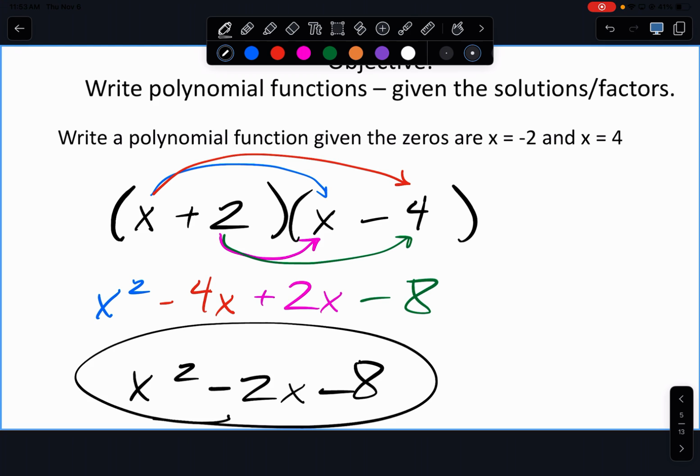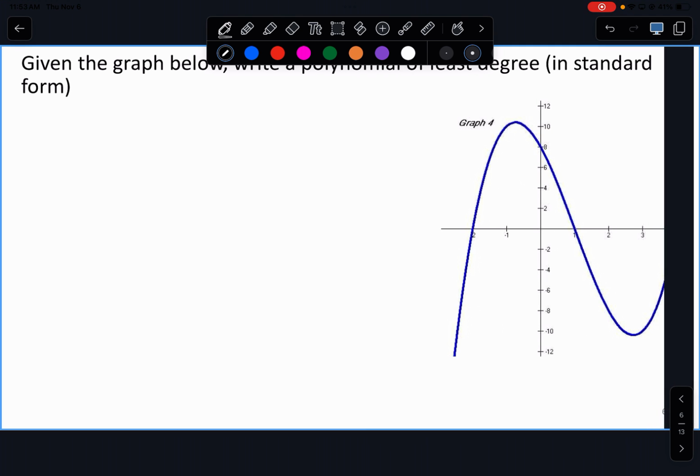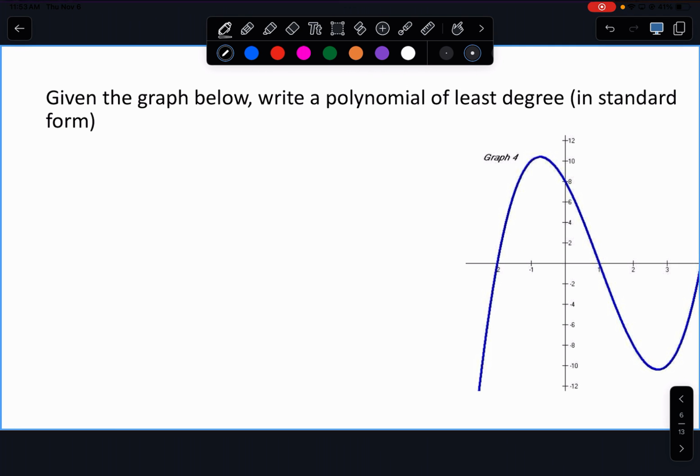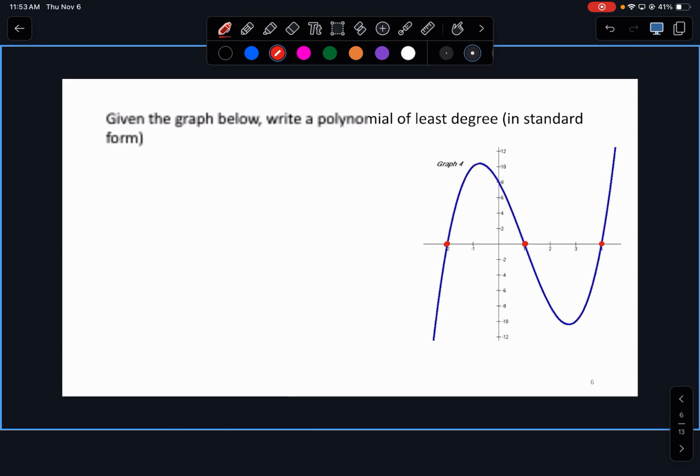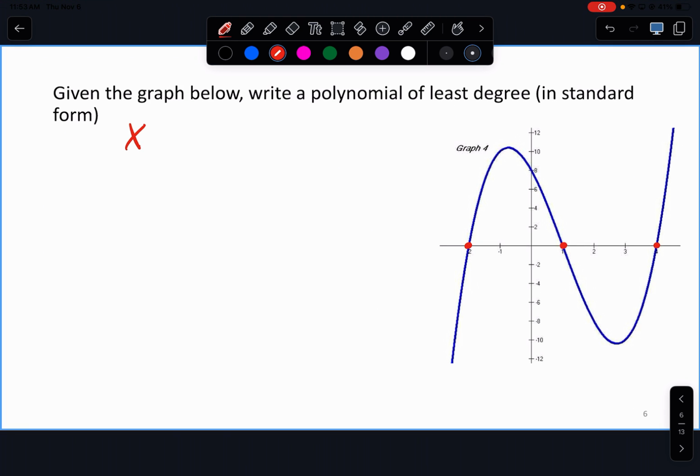Any questions on that one? This is the most basic that we're going to do. We're going to take steps from here. I wanted to start with this one. Now we're going to pull it off of a graph. If I zoom in on this, what are the solutions of this graph? Yeah, the x-intercepts. So -2, +1, and 4. So the first thing I would do is go up here and say x equals -2, +1, and 4.